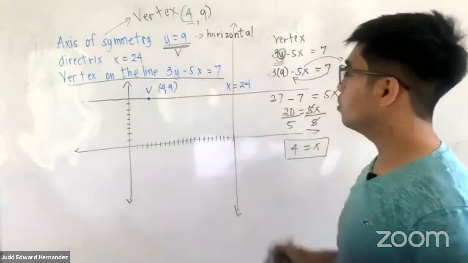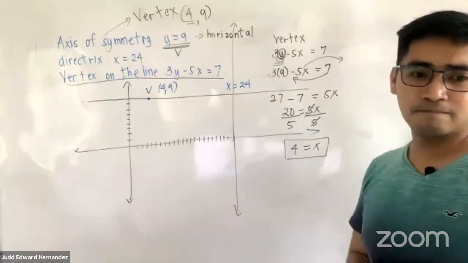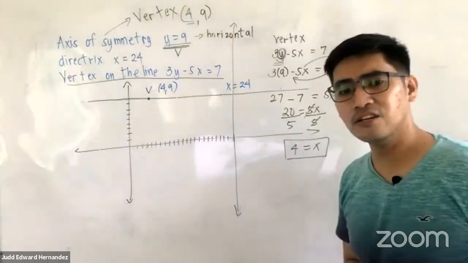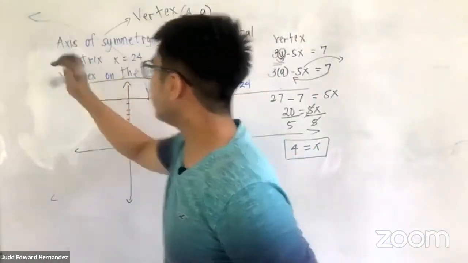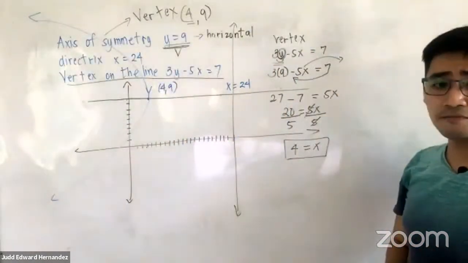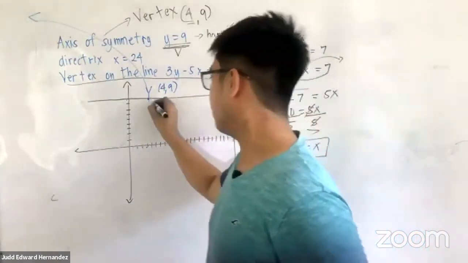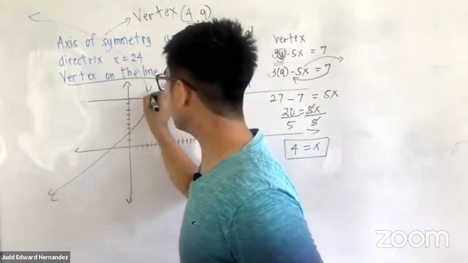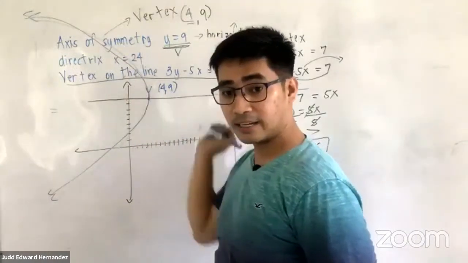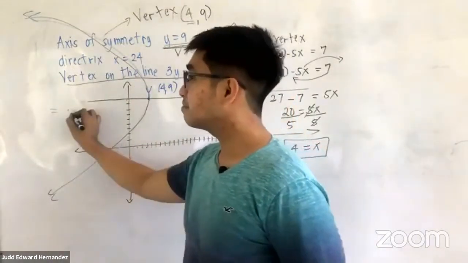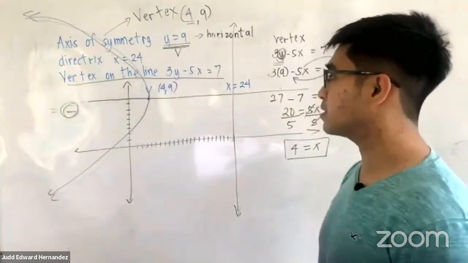X is equal to 24. Ibig sabihin, saan papunta yung parabola natin? To the left. Very good. Our parabola is opening to the left. Since the directrix ay nasa right side ni vertex, yung parabola natin will open to the left. So kung mag-open siya to the left, ibig sabihin, yung right side ng equation natin is negative. Very good. Huwag mong kakalimutan. Yung right side ng equation natin, it becomes negative.